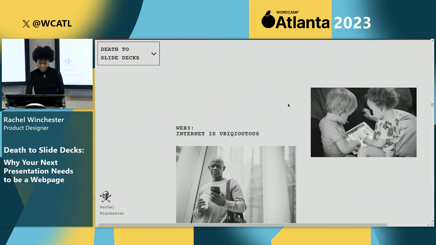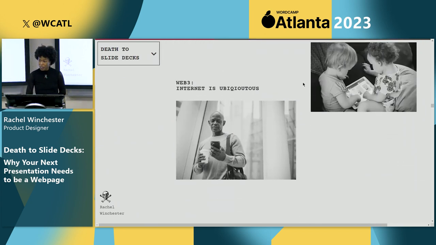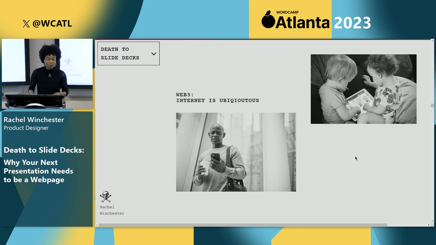So some of this history that I'm referencing is Web3. Web3 is a multifaceted word. This has a lot to do with blockchain and AI and just the idea that internet is everywhere. So because the internet is everywhere and the internet is ubiquitous, we're starting to understand that visual language.